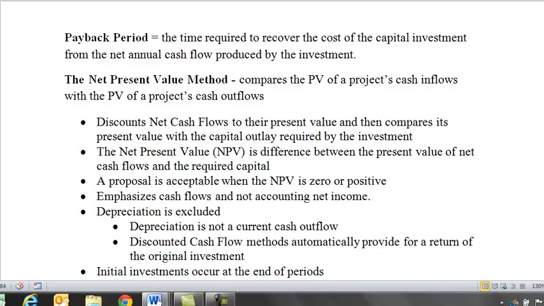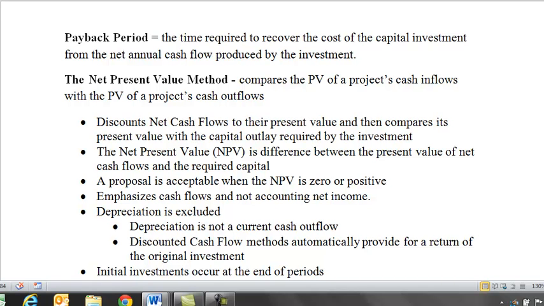Now, the first method we use to help us decide should we go ahead with the business decision is payback period. The payback period equals the time required to recover the cost of the capital investment from the net annual cash flow produced by that investment. So normally, the more preferred alternative is going to be the payback period that is shortest among alternatives.